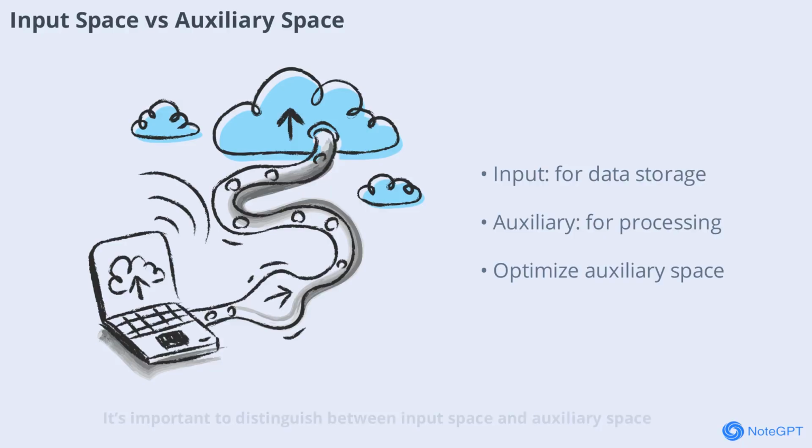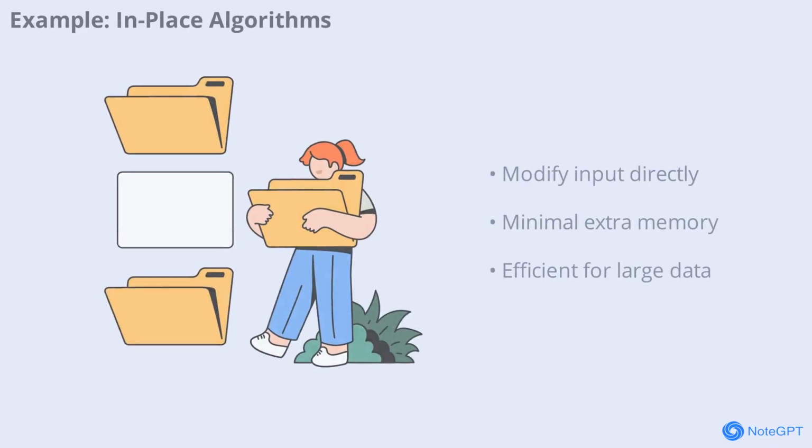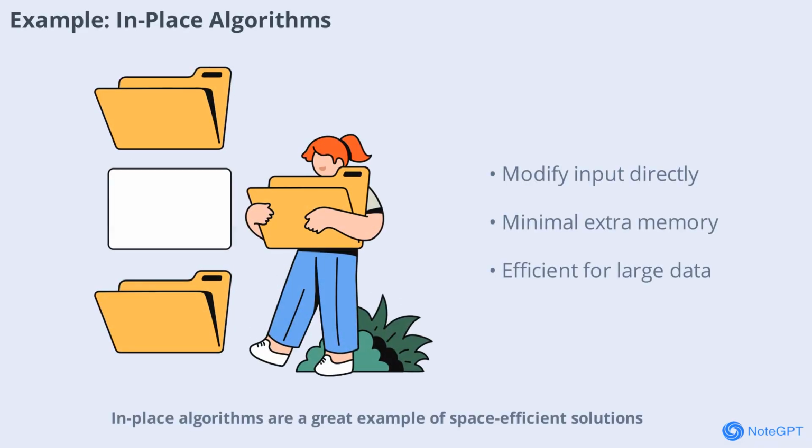It's important to distinguish between input space and auxiliary space. Input space is the memory needed to store the input data, which is usually unavoidable. Auxiliary space is the additional memory the algorithm uses during execution. When we talk about optimizing space complexity, we're usually referring to reducing auxiliary space. In-place algorithms are a great example of space-efficient solutions. These algorithms modify the input data directly, using only a constant amount of extra memory.